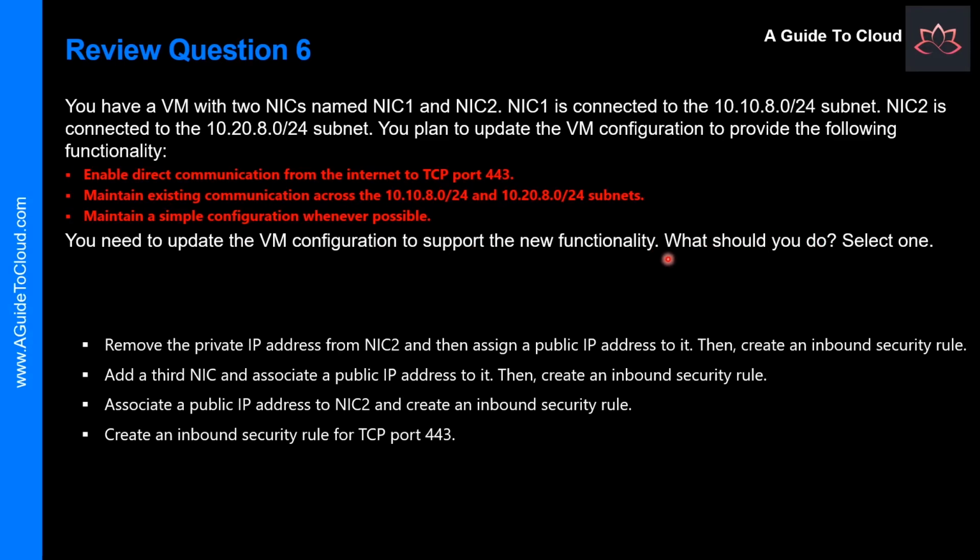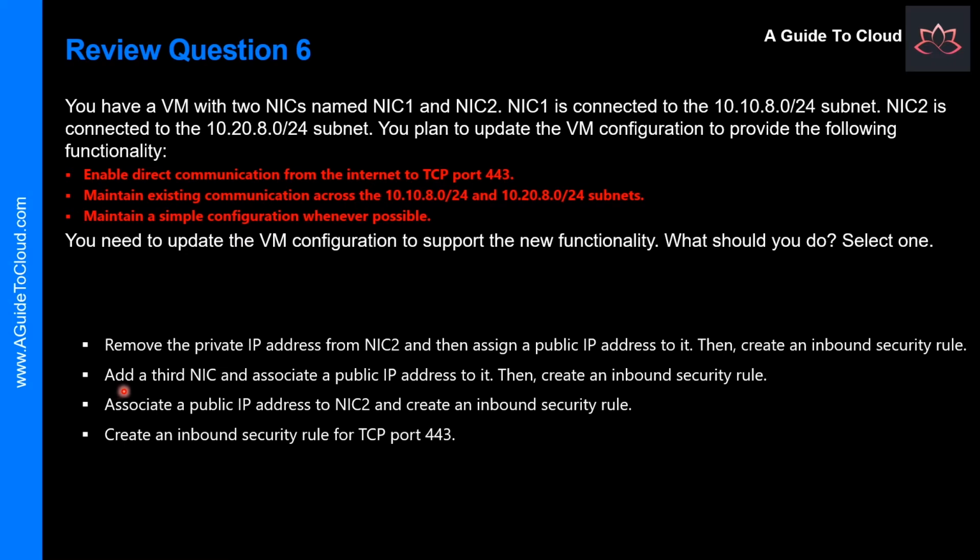So what should you do? So you have a lot of changes here. What are you going to do to make sure that you update the VM's configuration to support all these new functionality? Let's read out the statements. Remove the private IP address from NIC2 and then assign public IP address to it, and then create an inbound security rule. Definitely not the right answer because it adds more complexity to the existing solution.